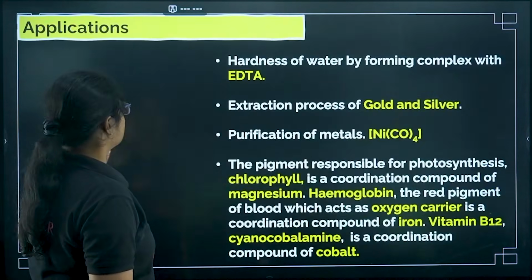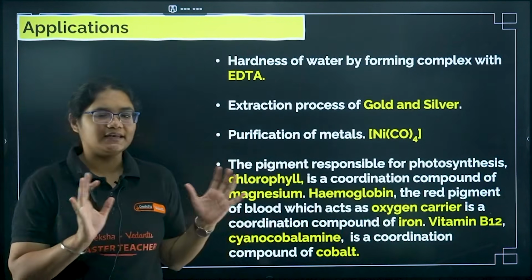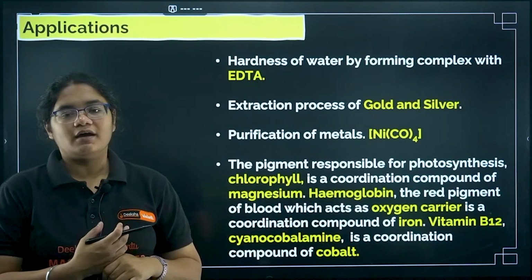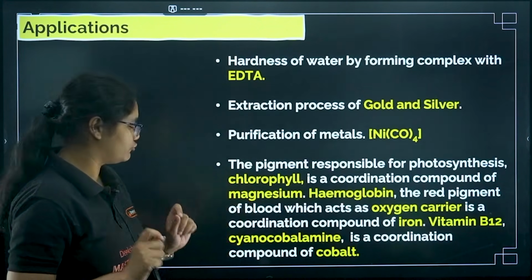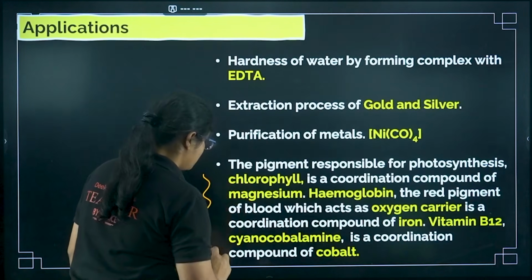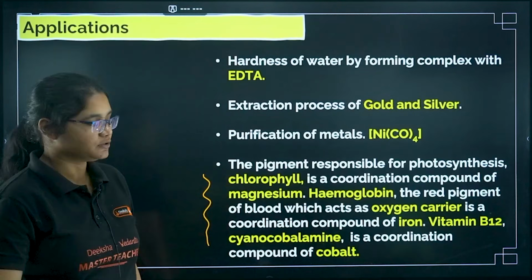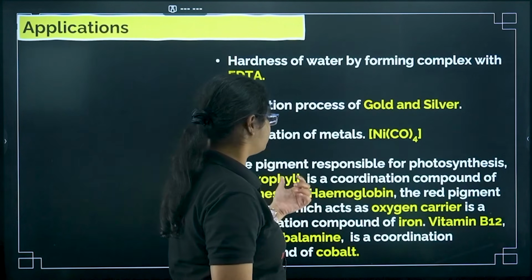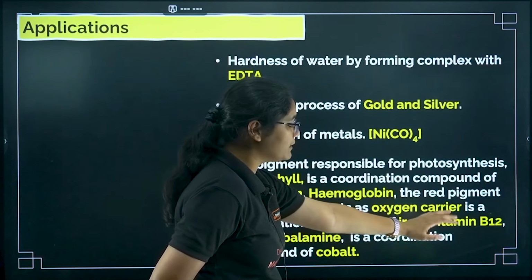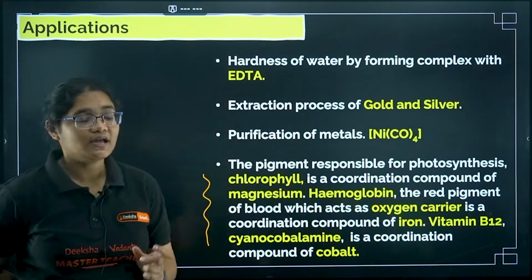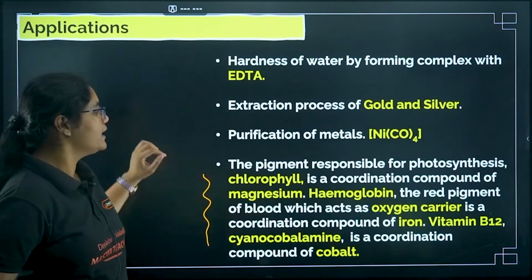Now let's see the next topic. I am not telling it in the form of a question because this can be asked anywhere in MCQs or fill in the blanks. Here are some important uses of complex compounds. The most important is in biomolecules: chlorophyll contains magnesium, hemoglobin contains iron, and vitamin B12, called cyanocobalamin, contains cobalt. This can be asked in MCQs, so please remember it.